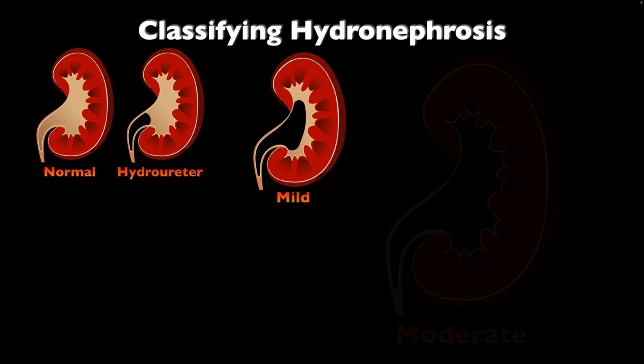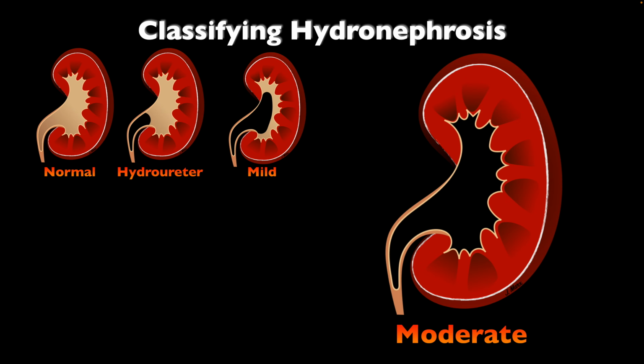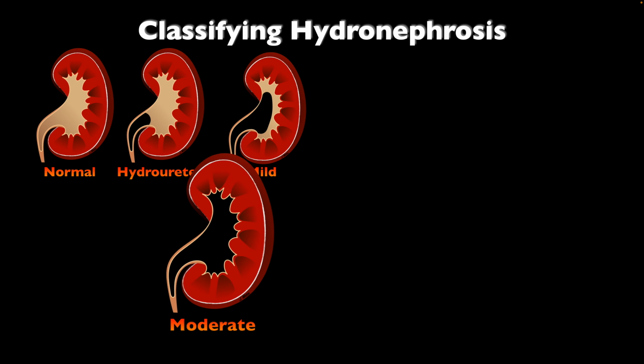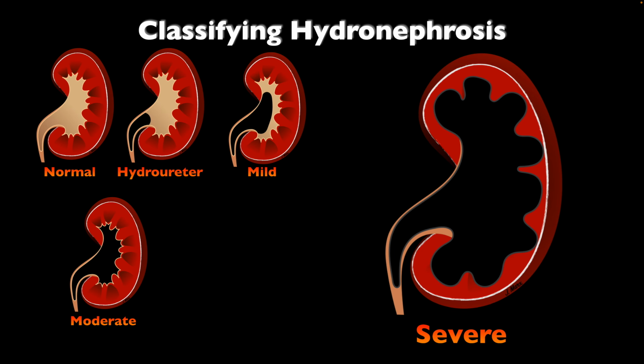If that progresses, then we have development of moderate, and moderate should get down into the calyces and could potentially start to affect the renal pyramids, and that's when we would consider it a moderate amount of hydronephrosis. To me, anything moderate or below is not always quite as emergent, but should be addressed. When we get to severe, that is where we start to have compression of the renal parenchyma.